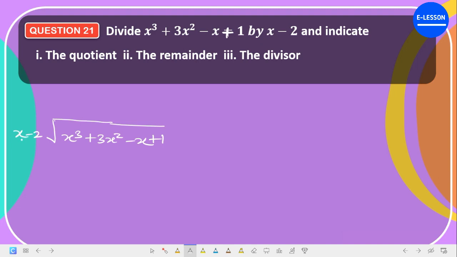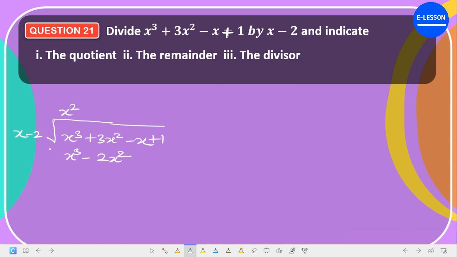Now, according to the long division method, what do you do? Divide this by this, then multiply through again. So x cubed divided by x will give us what? x squared. Now I'm going to use this x squared to multiply x minus 2. So x squared times x is what? x cubed. x squared times minus 2 will give us minus 2x squared.